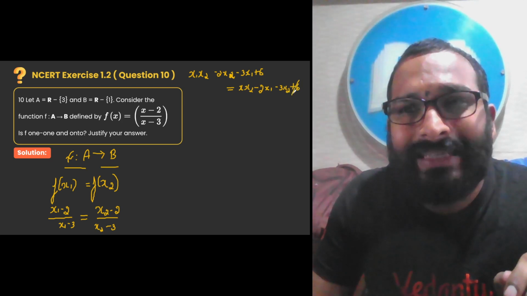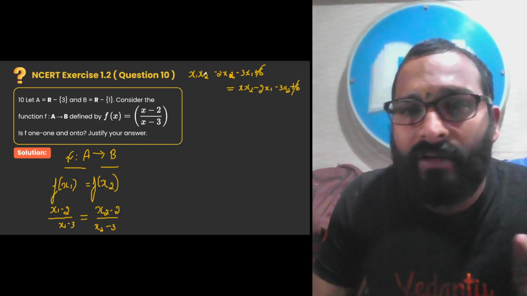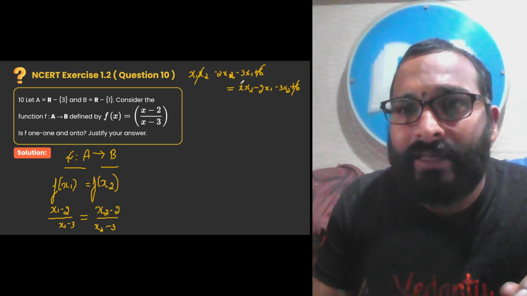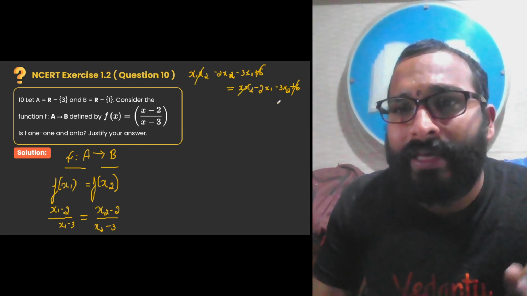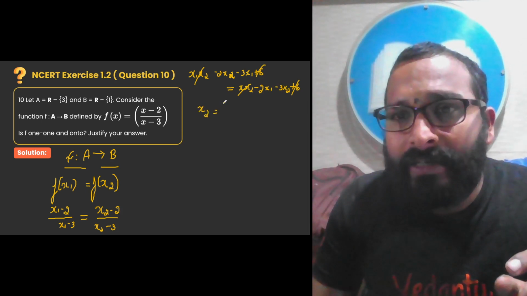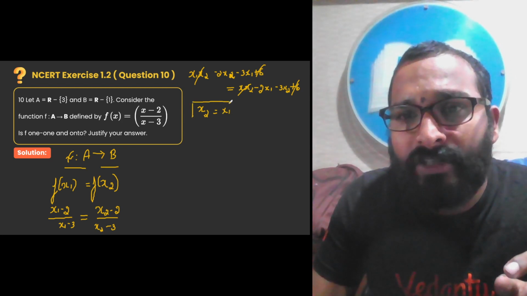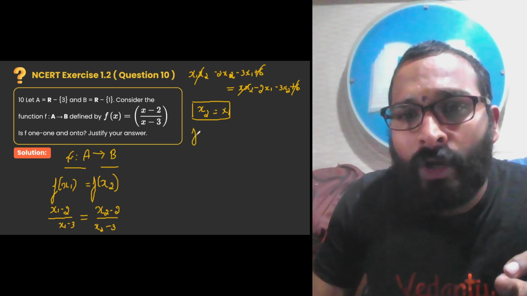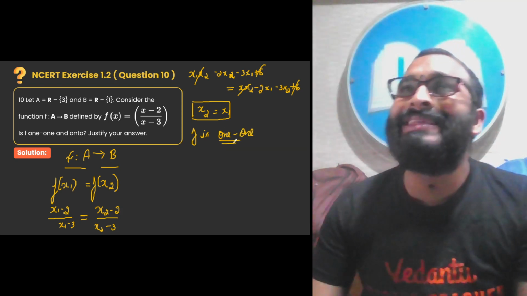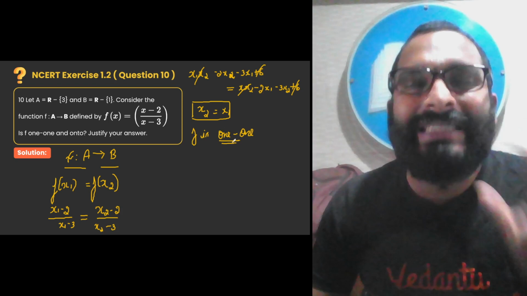See children, exact same terms on either side of the equal to symbol, that is the left hand side and right hand side, can be cancelled: x1 x2 and 6. The remaining is minus 2x2 minus 3x1 equals minus 2x1 minus 3x2. Take minus 3x2 to the other side, it becomes x2, and minus 3x1 to the other side, it becomes x1. So we are getting x1 equal to x2 here, right children? When we get x1 equal to x2, what do we conclude? We conclude that the given function is 1-1. So we write f is a 1-1 function. That means every value in the domain is linked to a unique or distinct value in the codomain.